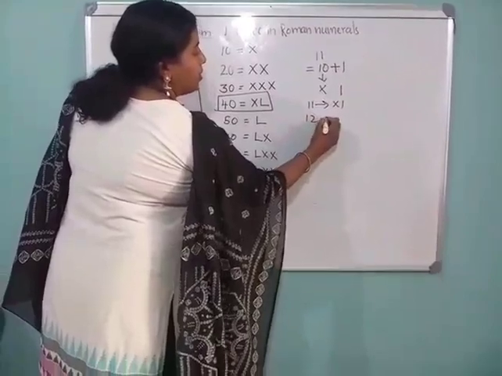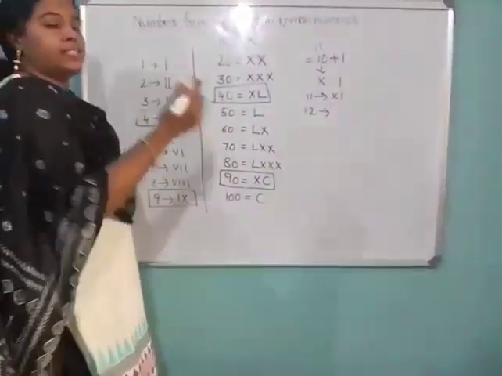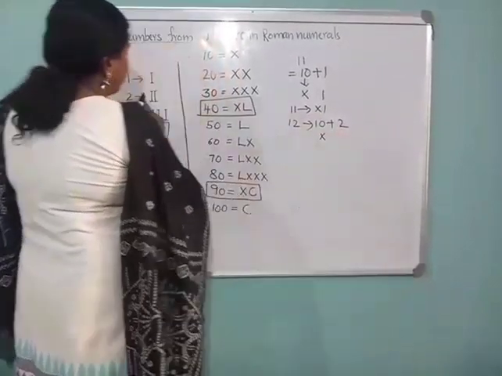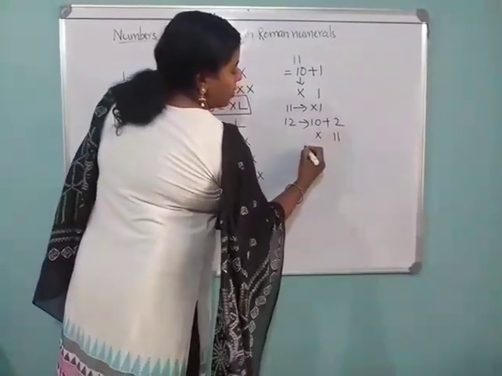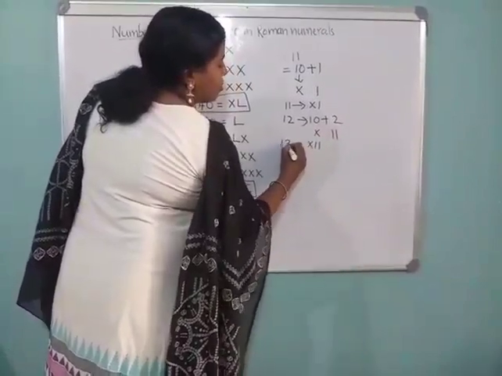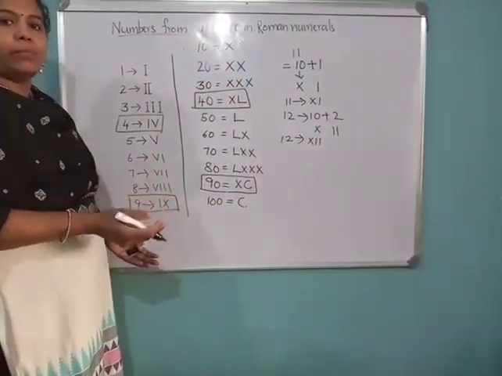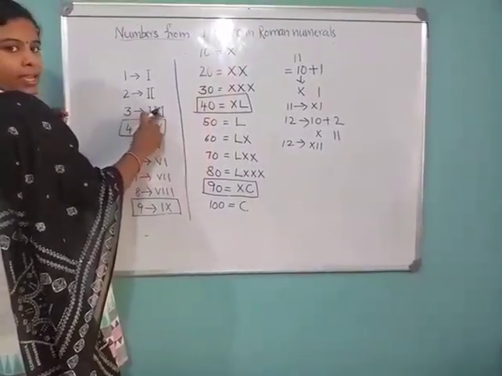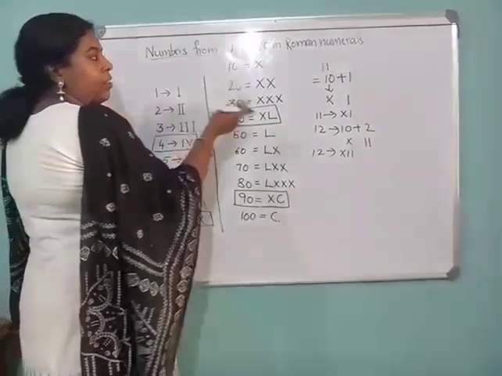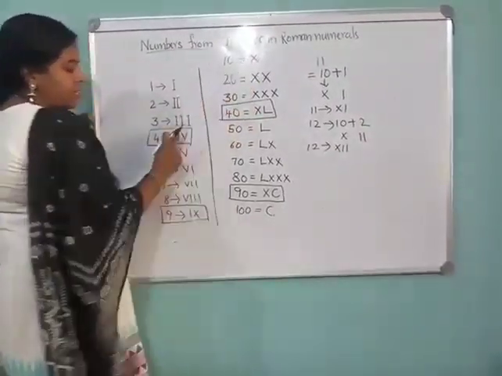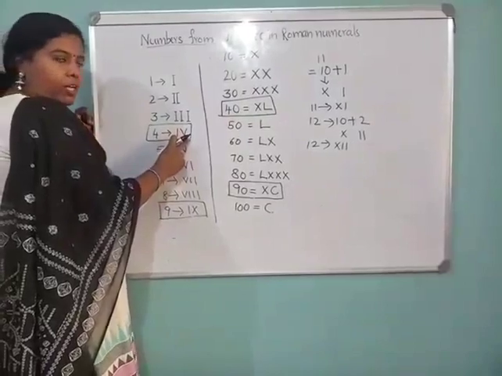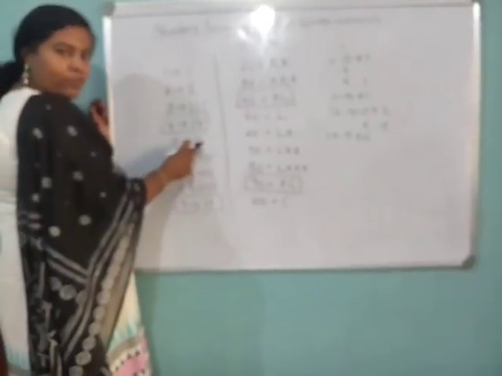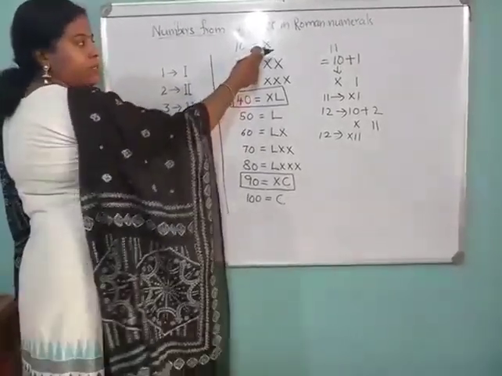Now for 12. How to write 12? 12 means 10 plus 2. The symbol for 10 is X. Symbol for 2 is II. So XII shows 12. Now 13 means 10 plus 3. So XIII for 13. Now for 14, XIV for 14. For 15, XV for 15. Now 16, 10 plus 6.